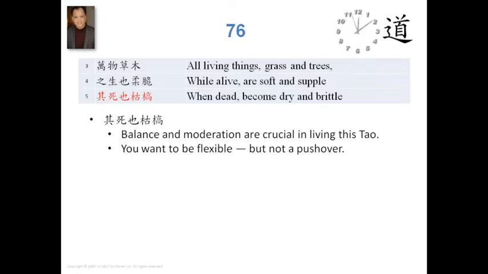So think of someone who's always like, where do you want to go for lunch? I don't care, where do you want to go? I don't care, where do you want to go? Okay, that will be carrying your flexibility to an extreme.